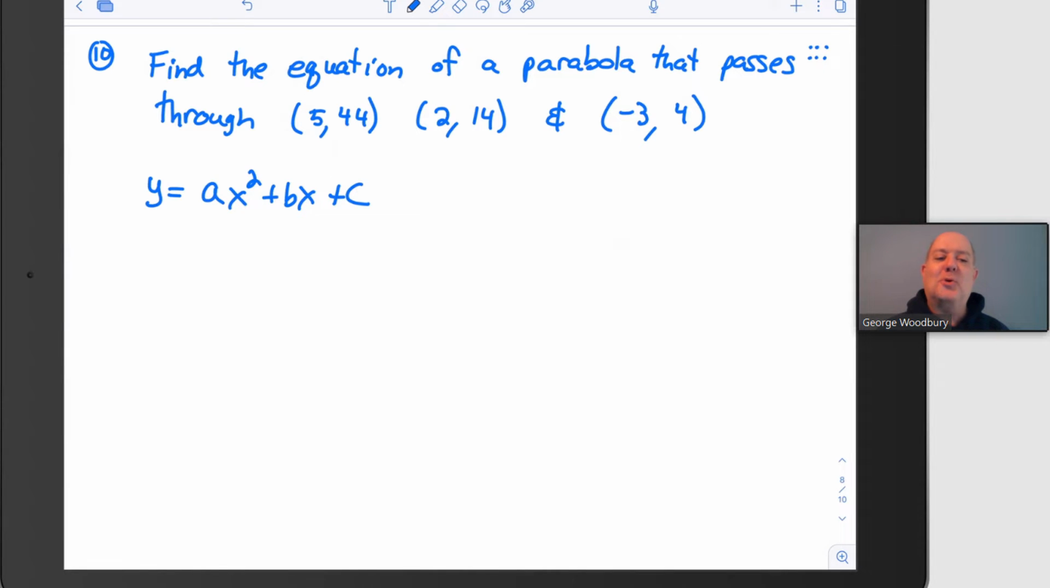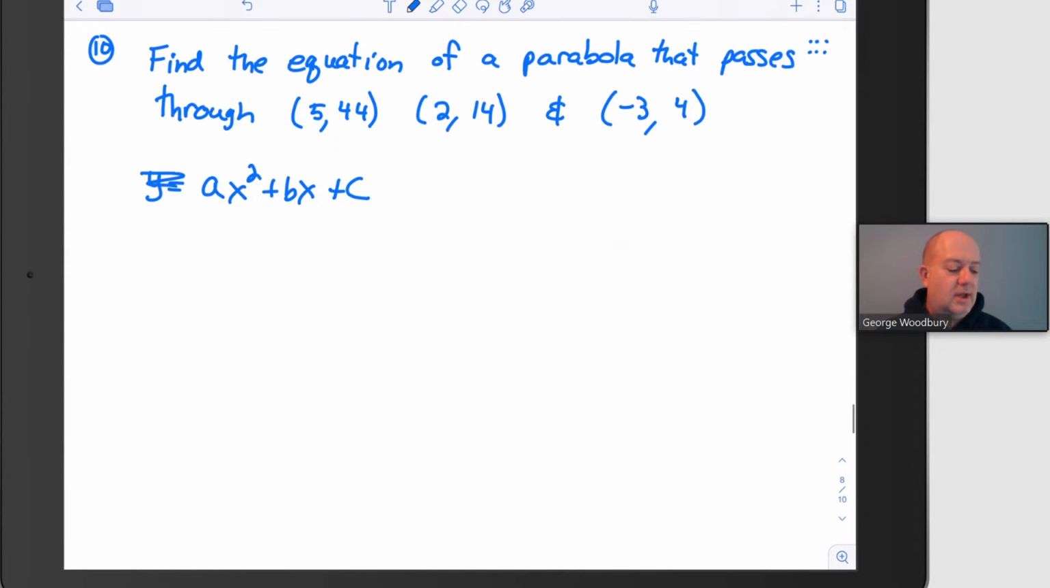And to make it look more like the equations we've been using, I'm going to move the y to the other side. I can plug in an x coordinate for x, a y coordinate for y, and that's going to give me an equation in terms of those three numbers a, b, and c. This point will give me one equation, that will give me a second, and that will give me a third. Then when I have three equations, I can figure out what those three unknowns a, b, and c are.